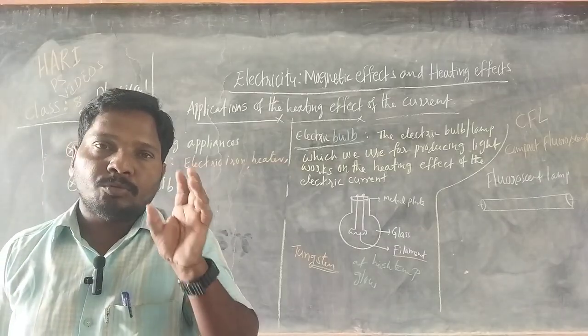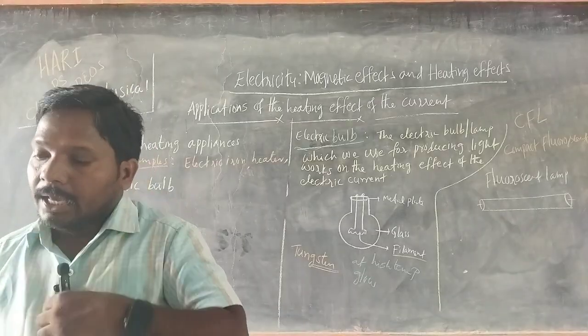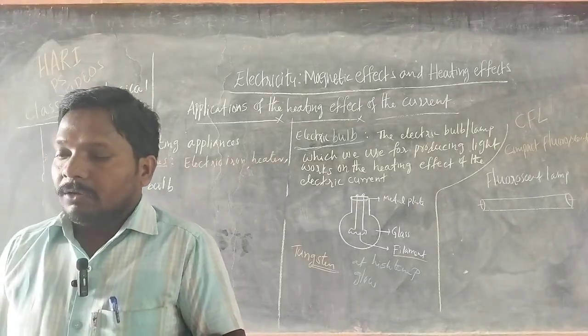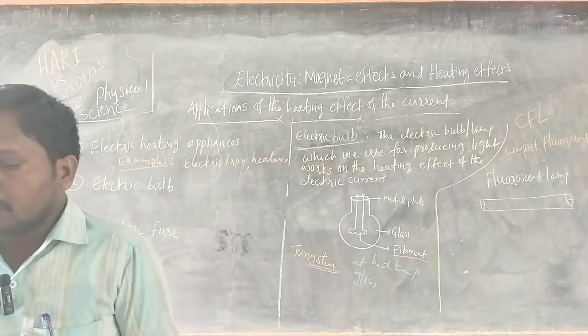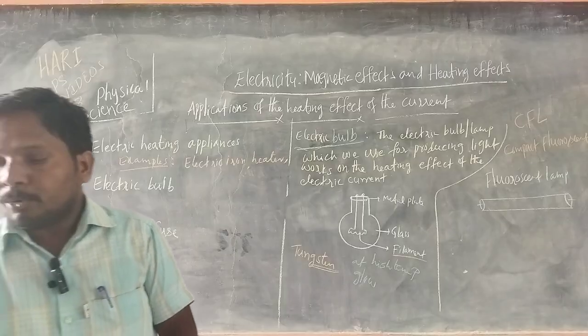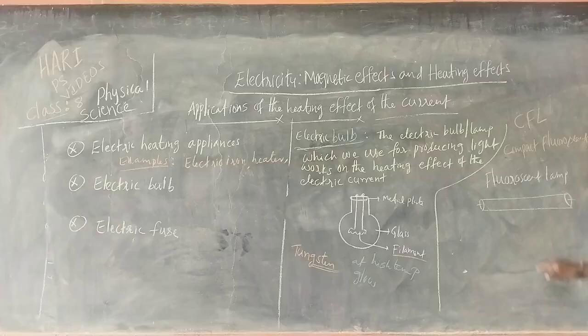So the wastage of electricity can be reduced by using fluorescent tube lights and compact fluorescent lamps to produce light. So these CFL, compact fluorescent lamps, replace the electric bulb. The electric bulb will be replaced by these two, CFL and fluorescent lamp. They also give us light, but no energy is wasted.